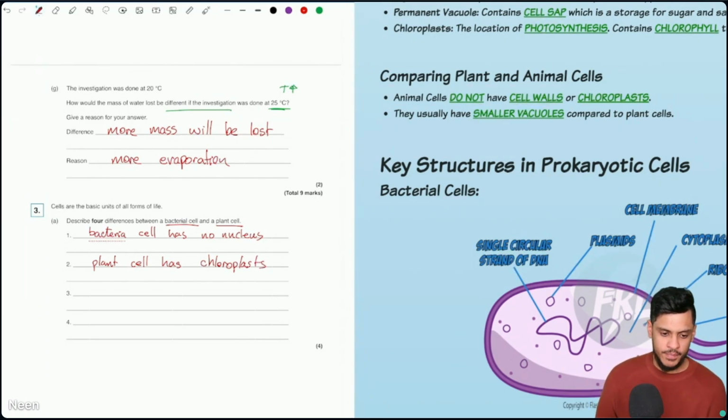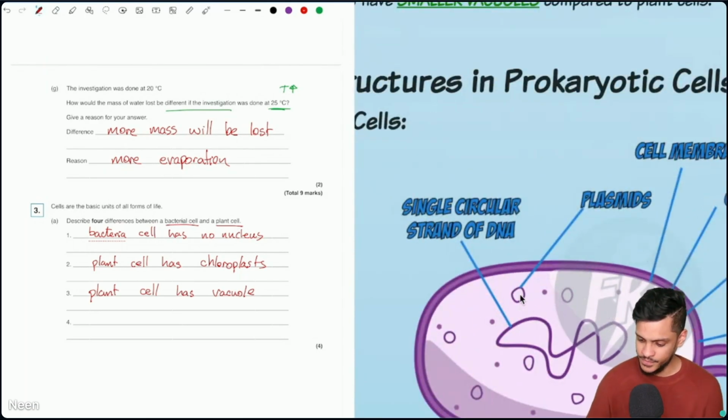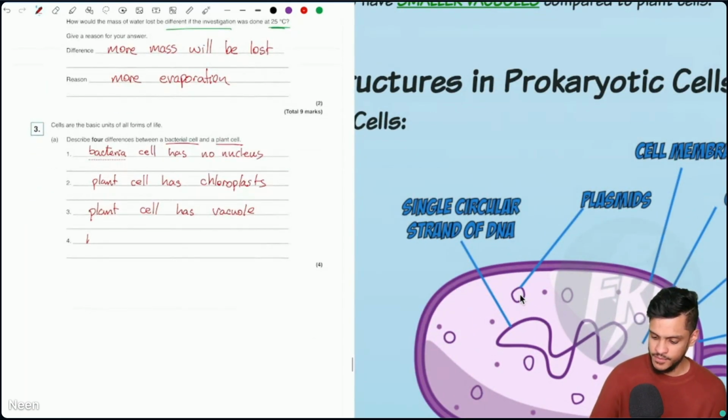Plant cell has vacuole. Yep, TP, you can say that as well. Or you can say bacteria cell has no vacuole. That's fine as well. One more thing you can say, look here, we've got these little rings here called plasmids. Bacteria cell has plasmid. Good, good.